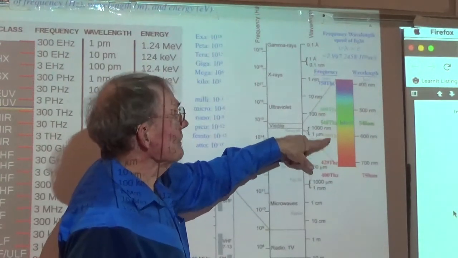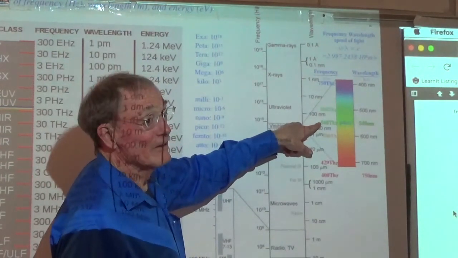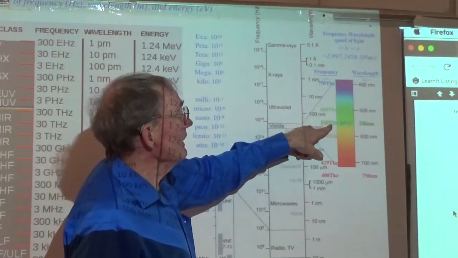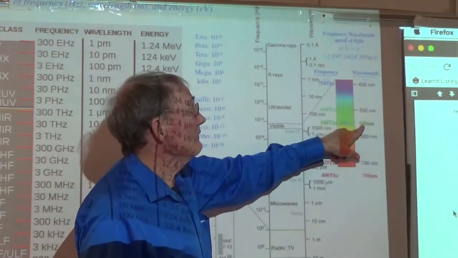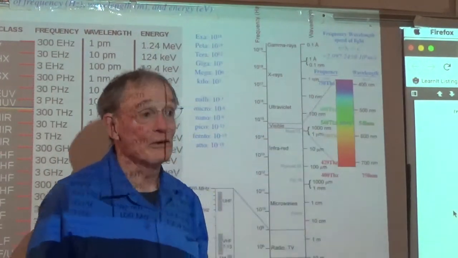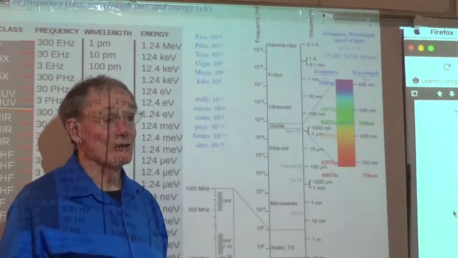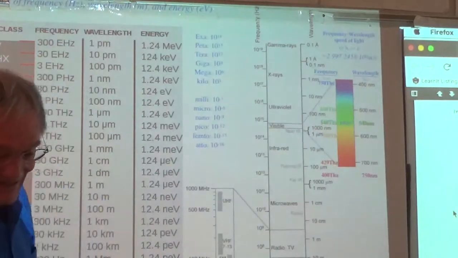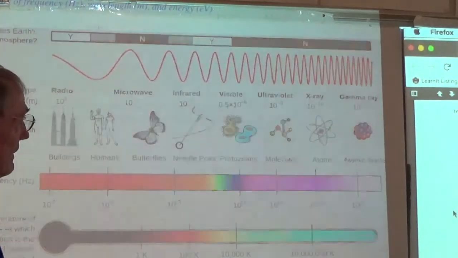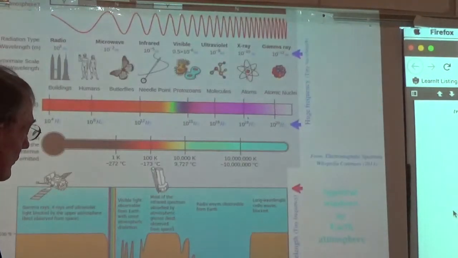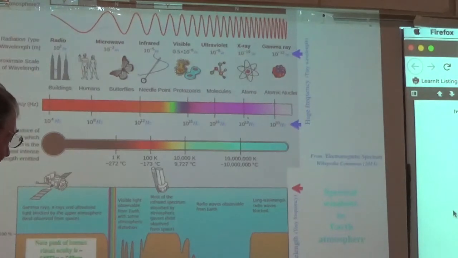What's interesting is right in the middle of the visible, 548 terahertz is the same as 548 nanometers. So that's the fixed point for the conversion between nanometers and terahertz. Now, how does that play into this little scenario right here? Questions on that? 548 is very close.